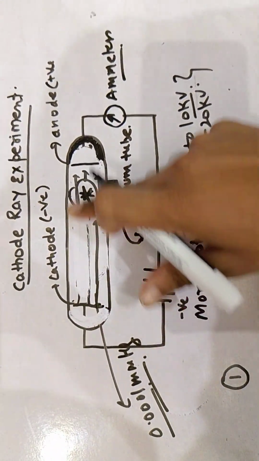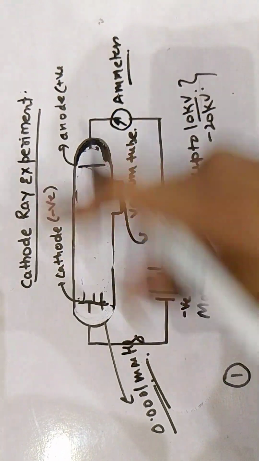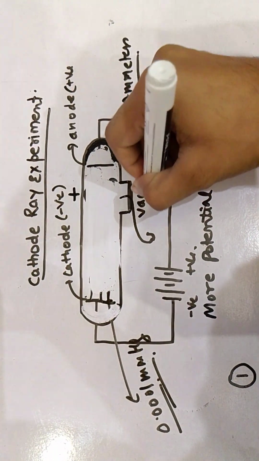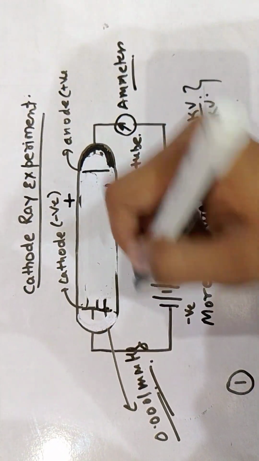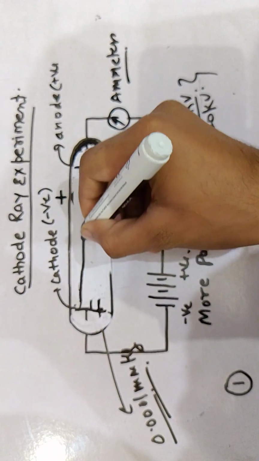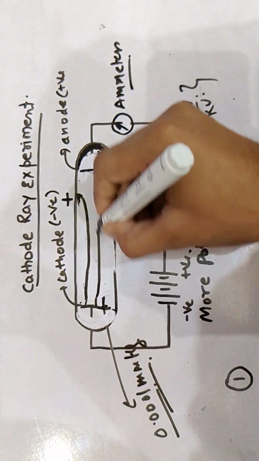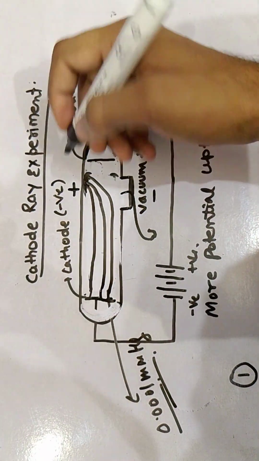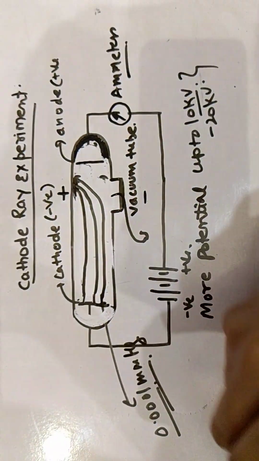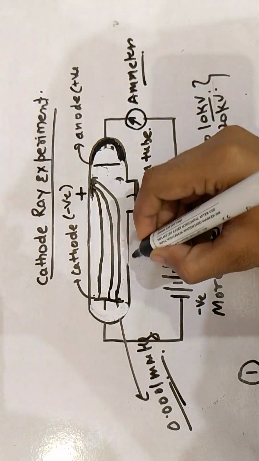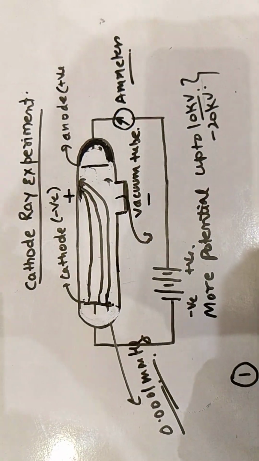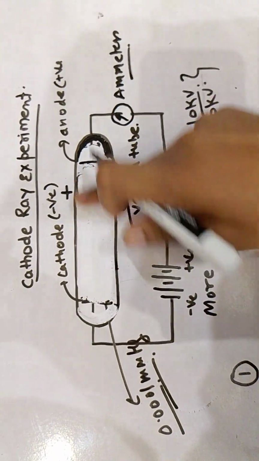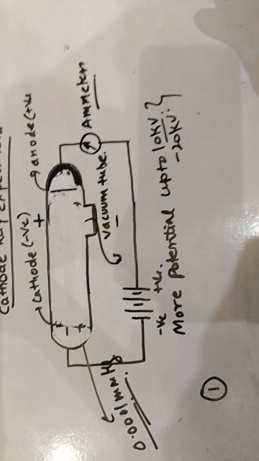And the third one is, when we put a positive and negative charge, we find the deflection of these rays towards the positive charge. This shows that it is a negative charge, and finally it was concluded to be the electron. When we put a magnetic field, the deflection was also shown.